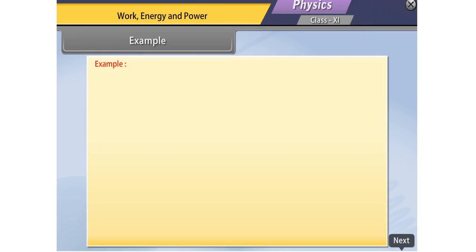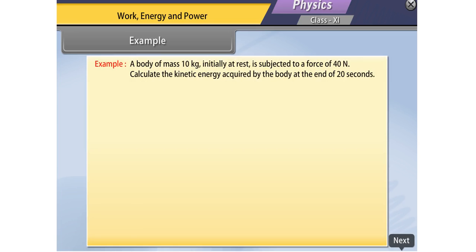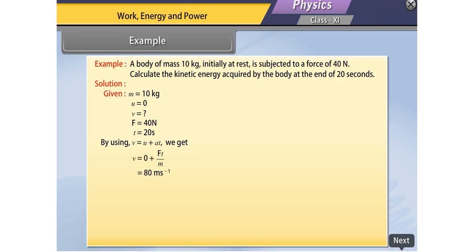Example. Let's take an example of kinetic energy. A body of mass 10 kg initially at rest is subjected to a force of 40 Newton. Calculate the kinetic energy acquired by the body at the end of 20 seconds. Let's see the solution. Given values are m is equal to 10 kilogram, u is equal to 0, F is equal to 40 Newton, t is equal to 20 seconds. By using v is equal to u plus at, we get v is equal to 80 meter per second. Kinetic energy is equal to half mv square. On calculating, we get kinetic energy is equal to 32,000 joules.